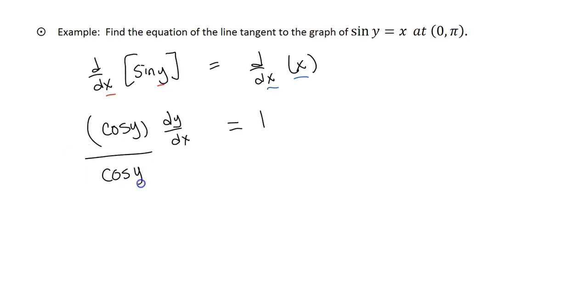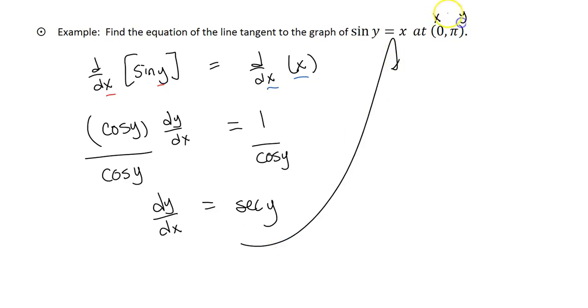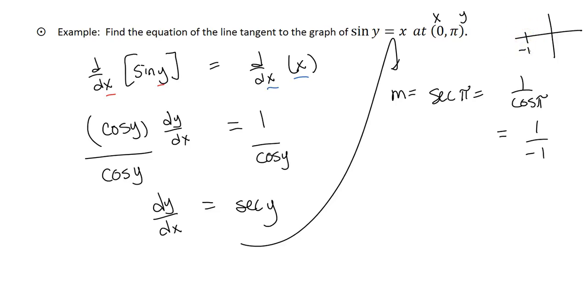So when I divide by cosine of y, I get the derivative of y with respect to x is equal to 1 over the cosine of y, or if you want to think of it that way, it's actually secant of y. So the slope, remember this is x, this is y, m is equal to the secant of pi, or 1 over cosine of pi, which is 1 over negative 1 according to your unit circle. Remember, pi is out here, so that's x equals negative 1. So that slope is negative 1.